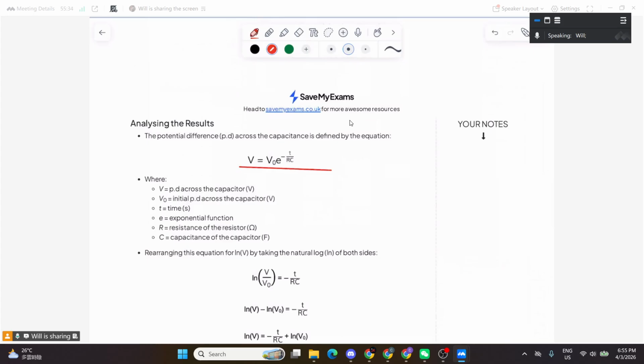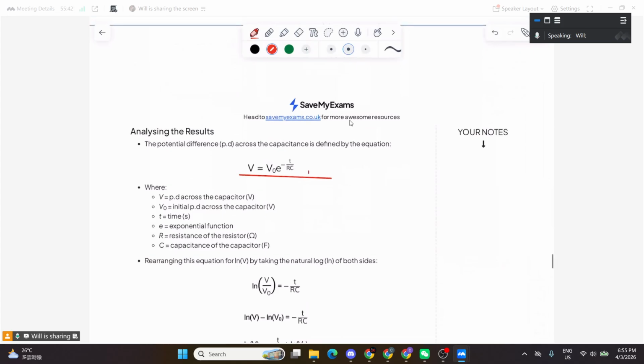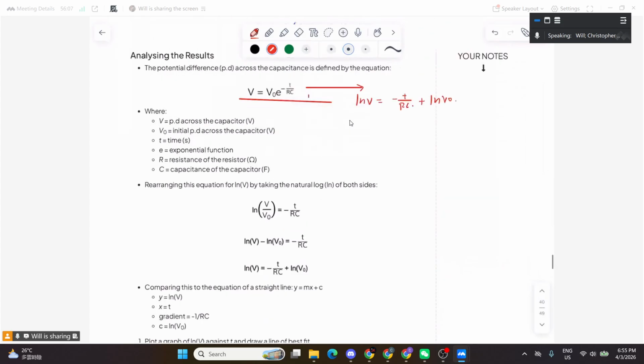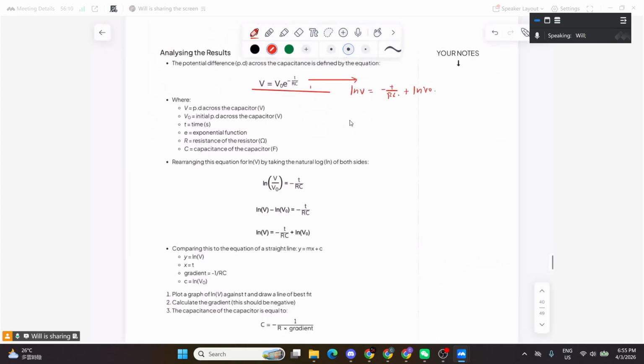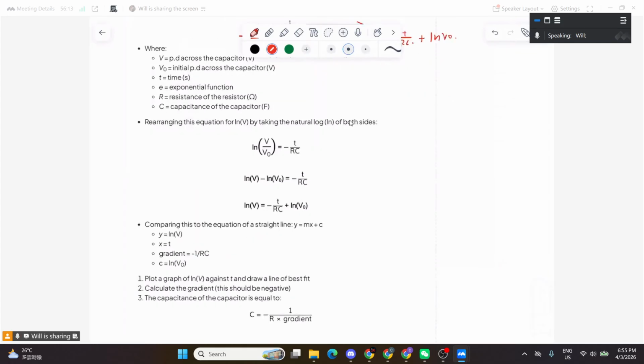And here's the decay equation, the exponential decay equation. If we transform it into a linear straight line, here's ln V equals negative t over RC, plus ln V initial. Understand that? This formula helps us to analyze the results.